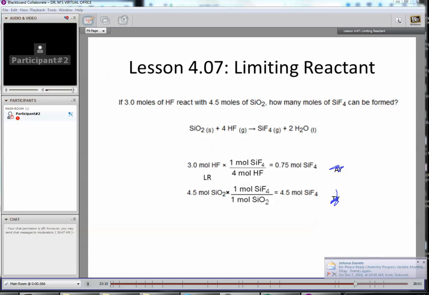First of all, let's go through the actual classification steps, okay? We've got 3 moles of hydrogen fluoride and 4.5 moles of silicon oxide. So right off the bat, we can tell that this is a limiting reactant problem just because I have 2 reactants that I'm dealing with here. From there, same thing as in stoichiometry, make sure that this is balanced, and for the sake of our time, it is balanced, okay? But remember, it's something you need to be checking for.